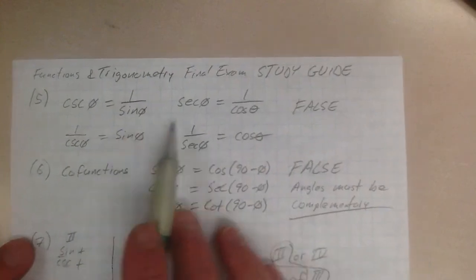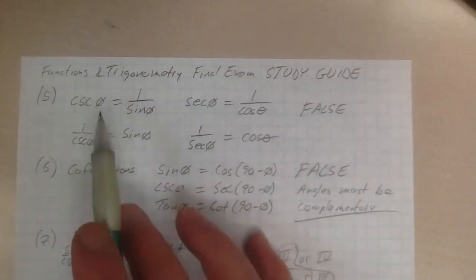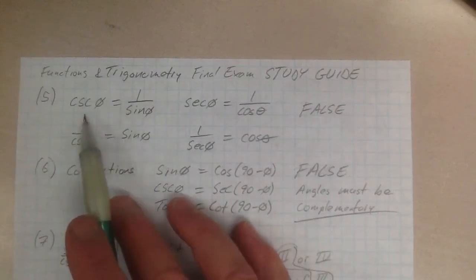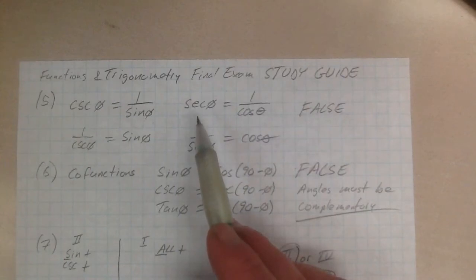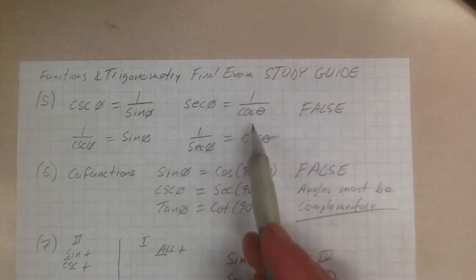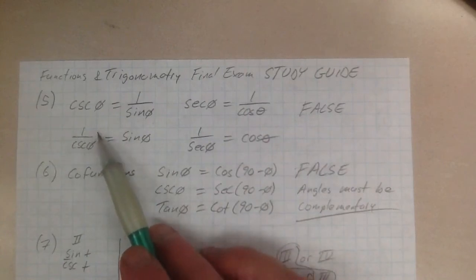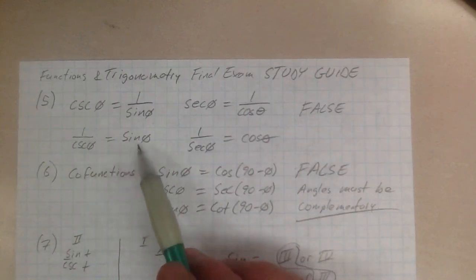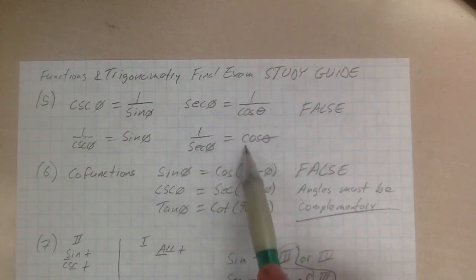It's 1 over the sine. What's the inverse of, I'm sorry, I should say this the other way around. Cosecant is the inverse of the sine function. Secant is the inverse of the cosine function, and vice versa is true. So the inverse of cosecant is sine. The inverse of secant is cosine.